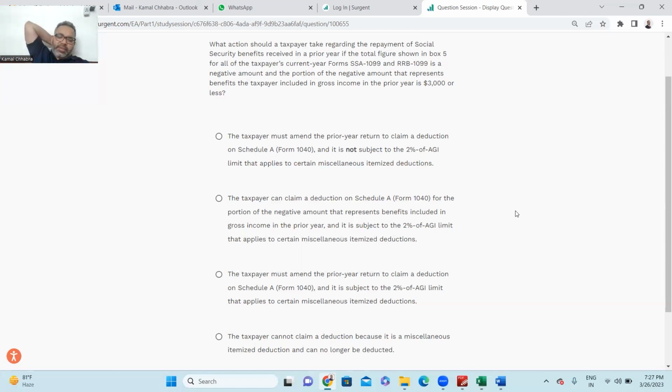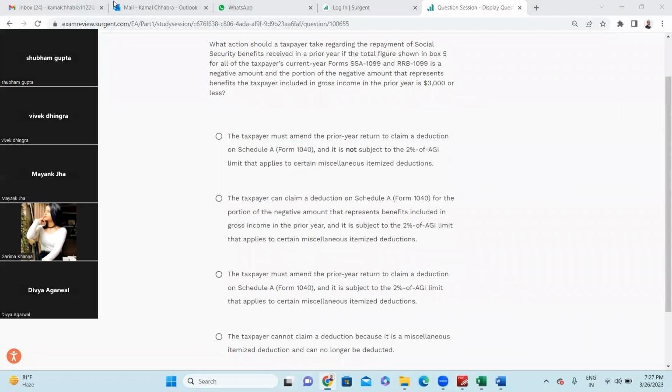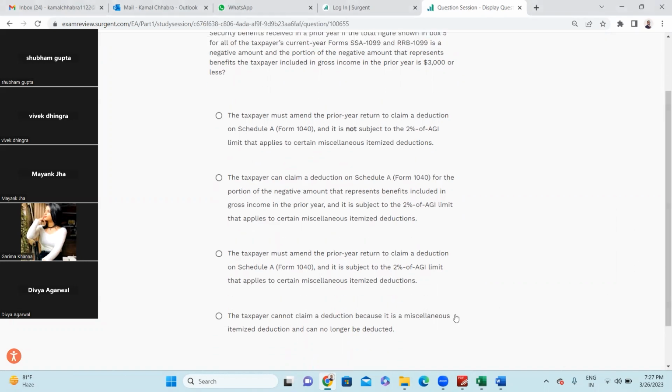Yeah, take a best guess. Everyone will have to guess the logic. Just give a best guess. Fourth. The taxpayer cannot claim the deduction because it's a miscellaneous itemized deduction and can no longer be deducted. Okay, how about others?